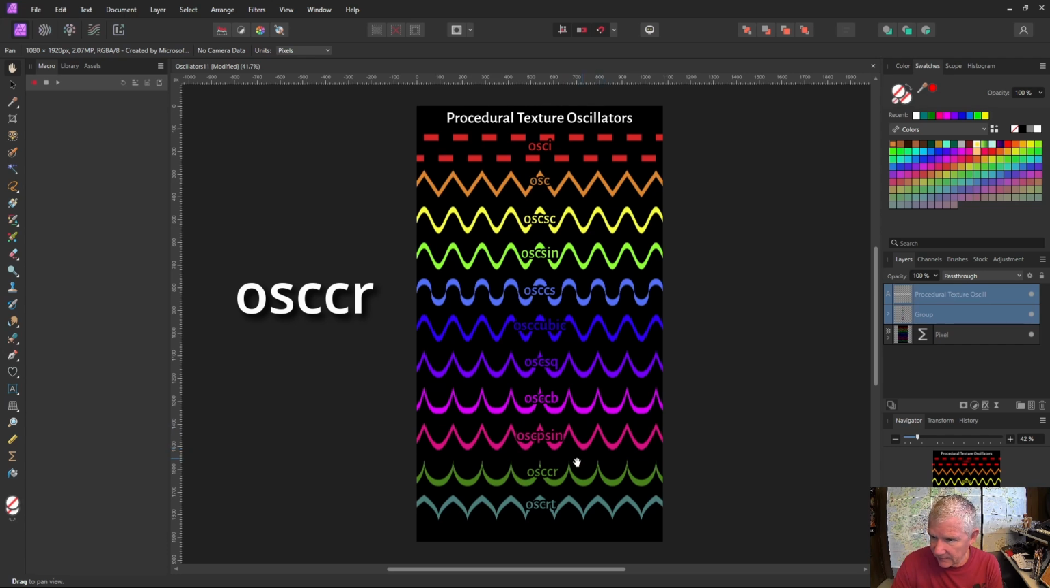And then we have osccr. Now this one seems to be exponential because it's a very sharp point. And finally oscrt, which I think is a square root function.